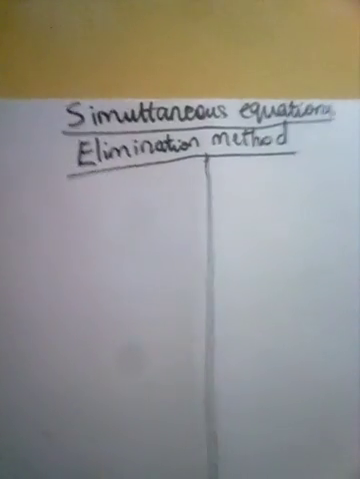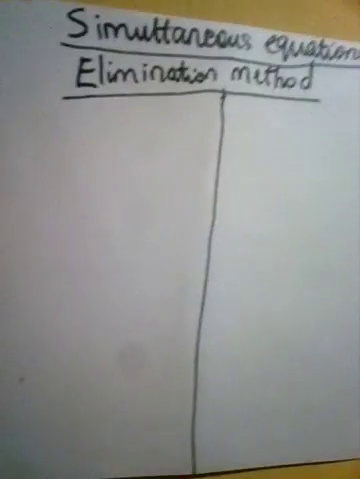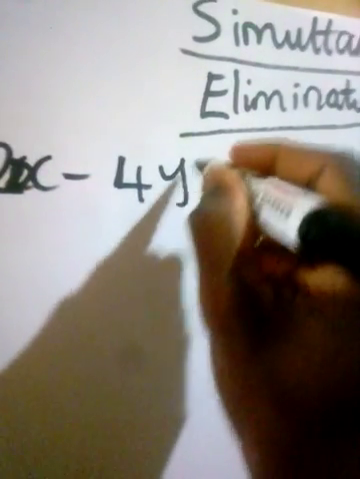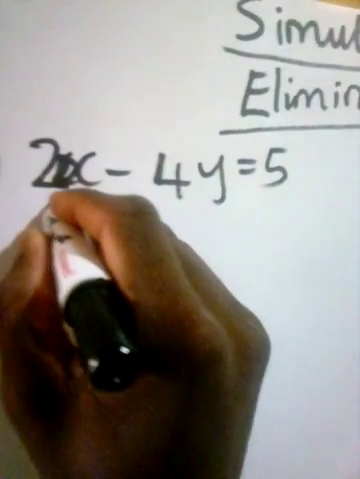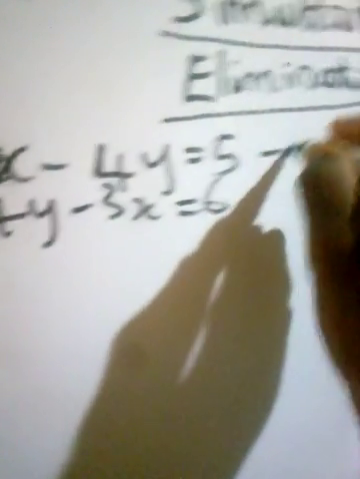So moving on, the elimination method is just a means of eliminating or taking down one factor, that's one variable, so you can find the other. So assuming in the previous video I made use of this question: 2x minus 4y equal to 5, and 4y minus 3x equal to 6. This was my equation 1, and this was my equation 2.